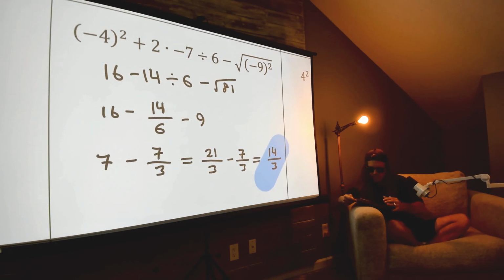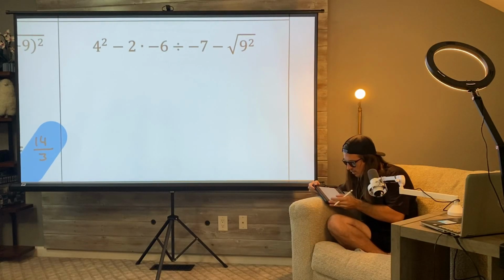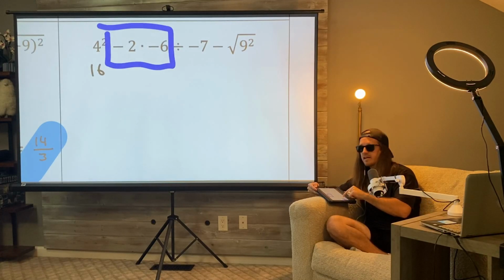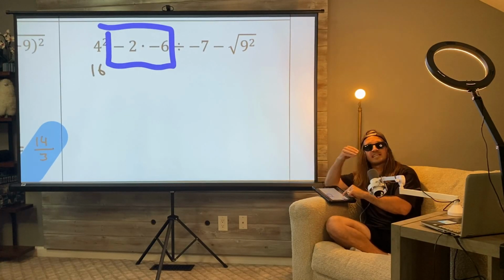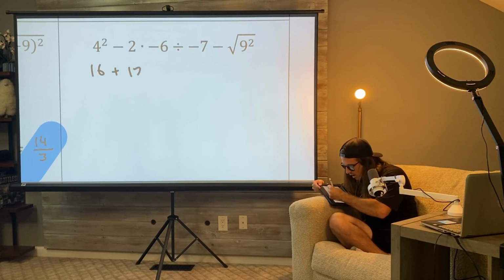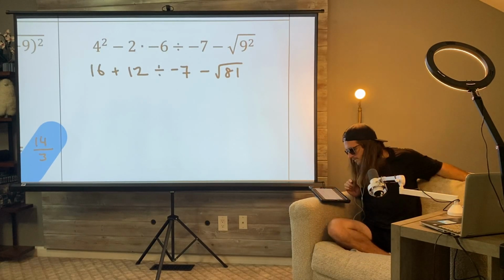So that one was a little more involved. And this brings us to the last one, which is going to be just as involved. 4 squared up front is 16. Now, here we go. We have -2 times -6. That's a negative times a negative. So that's going to be plus 12. Divided by -7 minus 9 squared again is 81. You're probably getting sick of this 81 here.